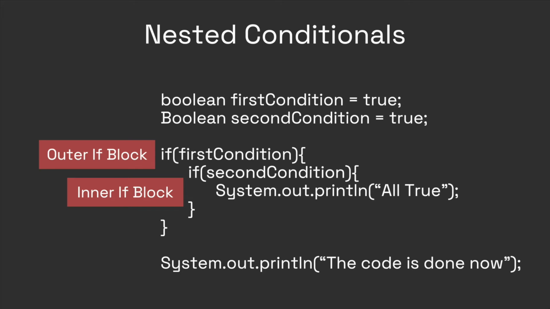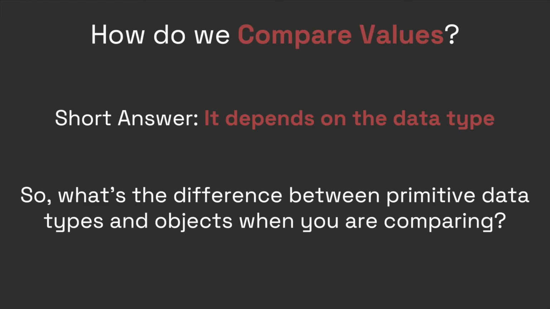Before I move on, there are also other things you can do with conditionals, such as else-if statements, switch statements, and many more, but some of these are language specific. The only thing you really need to know is how a conditional block works and what you can do with it. But you might be asking, how do you compare values? And the answer is, it really depends on the data type. So we ask ourselves, what is the difference between primitive data types and objects when we're comparing?